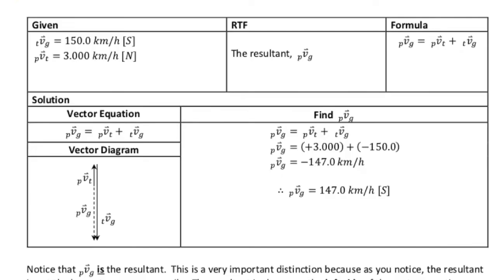Now let's solve the problem. We've got TVG, the train's velocity with respect to the ground, which is 150 kilometers per hour south. Then we have the passenger's velocity with respect to the train, which is 3 kilometers per hour north. So here's our vector equation: PVG is equal to PVT plus TVG. The important thing is don't forget to get your sandwiches. It starts with the P, ends with a G, and there's our T sandwich. The vector diagram always starts with our first vector, PVT. Then we add TVG, our second vector, and PVG is our resultant. As you can expect, it will go south.